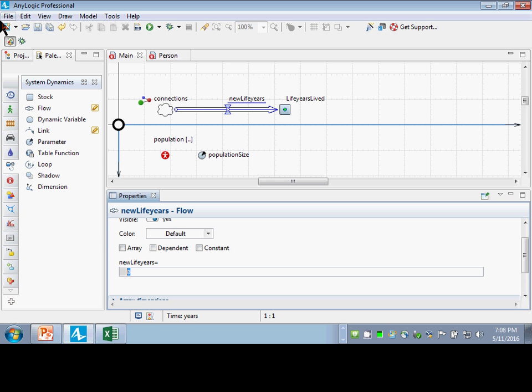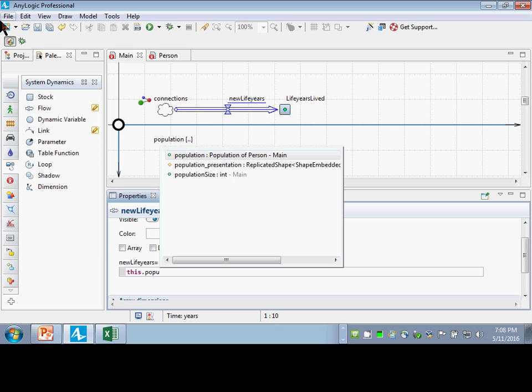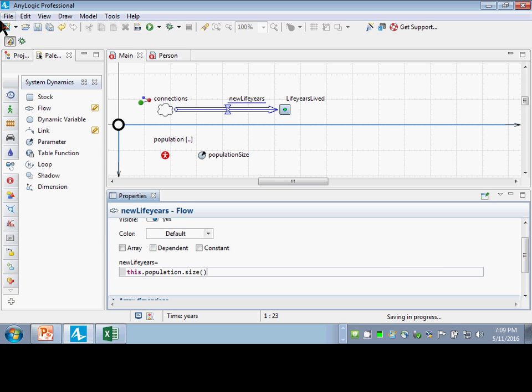The way that we do this is we actually integrate up the population size. So we are going to sum up the population size over time. New life years here is going to be nothing more than this dot population dot size, ladies and gentlemen. If the population has no one in it, that's going to be no life years lived. If there's one person in it and they're living 50 years, it's going to be 50. If there's 10 people in it and they're living 5 years, it's going to be 50. If there's 10 people in it and living 20 years, it's going to be 200. Okay? So that's what it is. This is going to be life years lived.